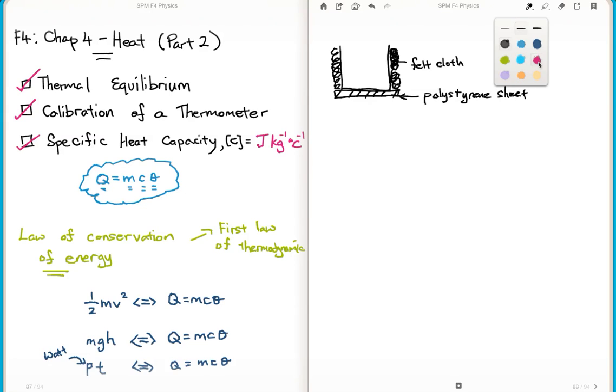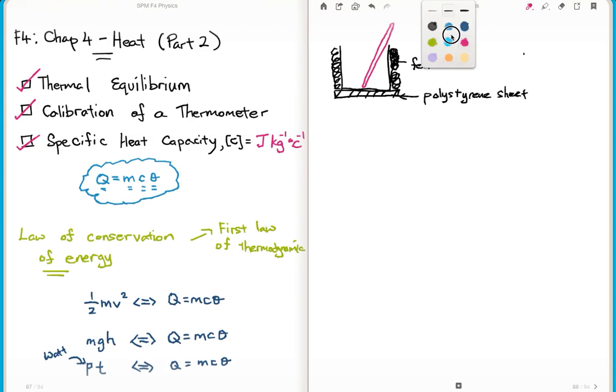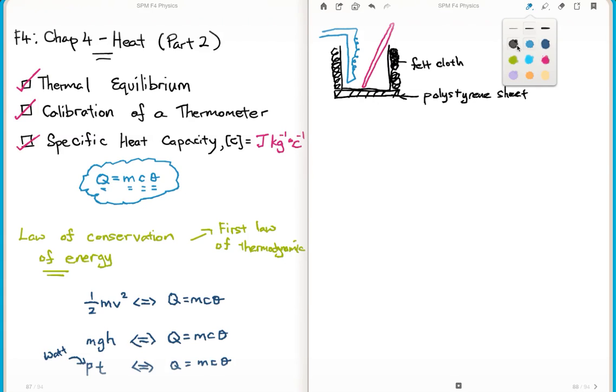So the key features: one would be a thermometer. Then don't forget your heater. I have a real video to guide you on how to dismantle your home kettle, but because it leaked, I have a video of that instead. And a stirrer, and then water surrounding it.